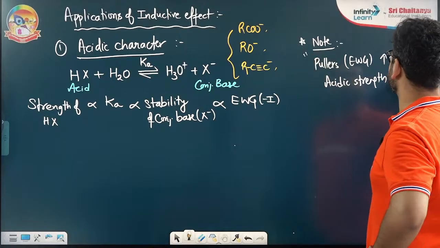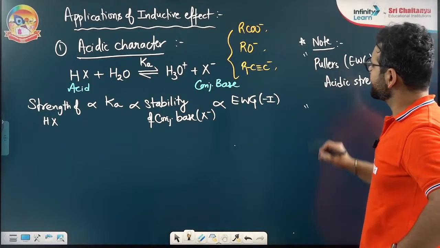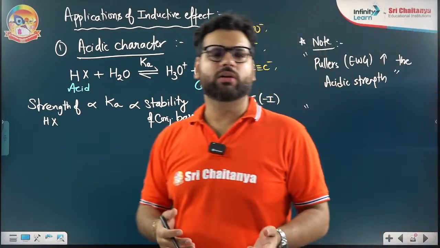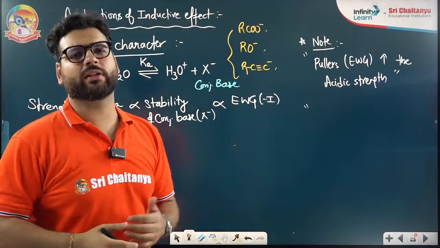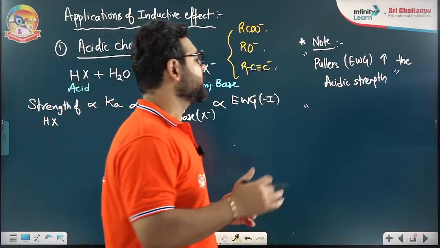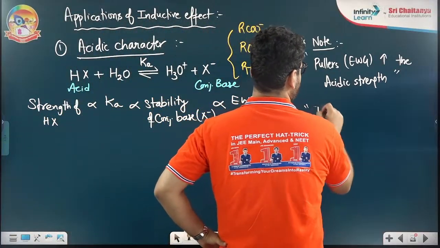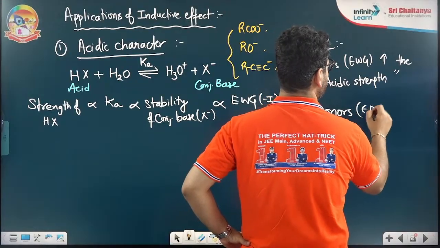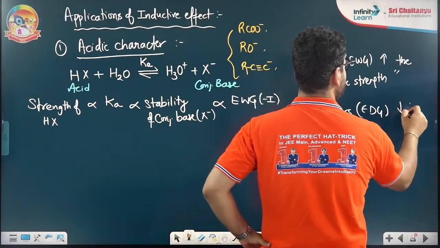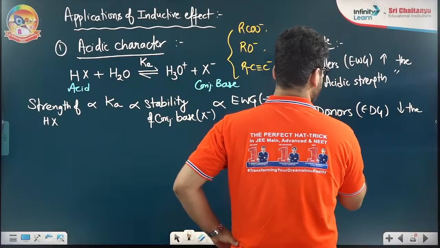Pullers, or withdrawers, increase the acidic strength, whereas the other ones, donors, decrease the acidic strength. Donors, or givers, which are electron donating groups, decrease the acidic strength.